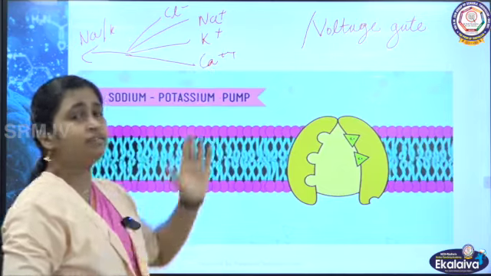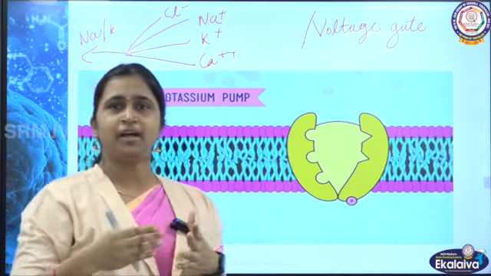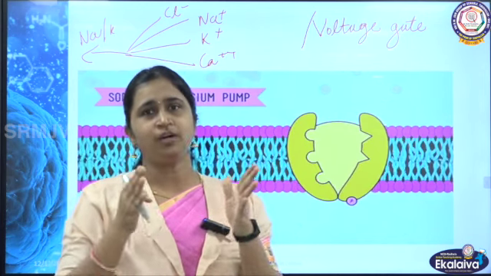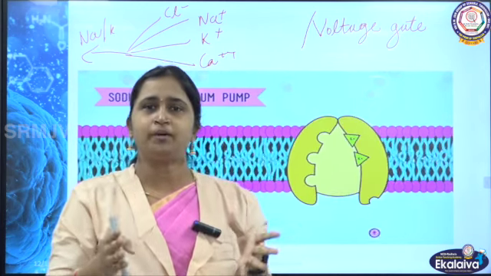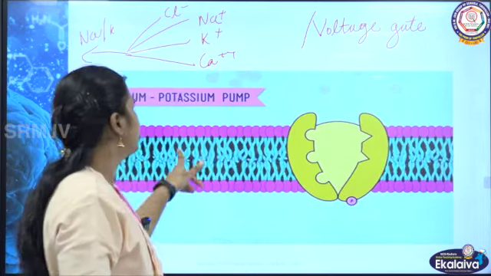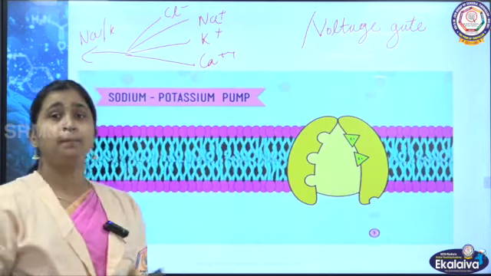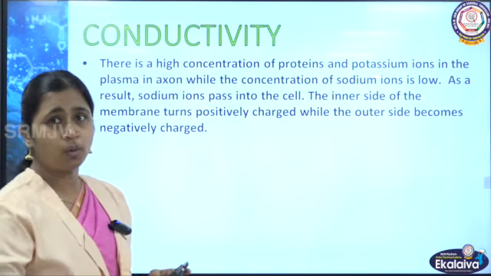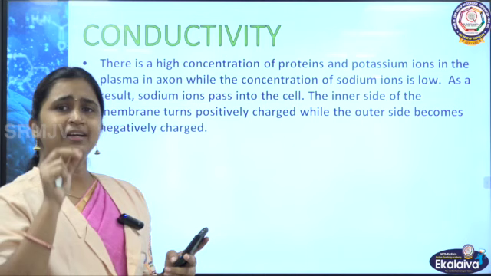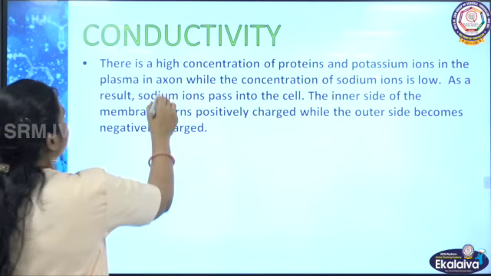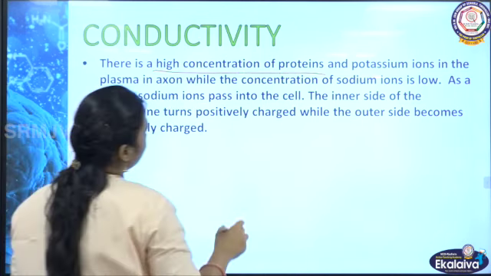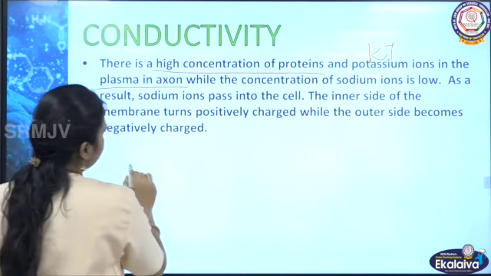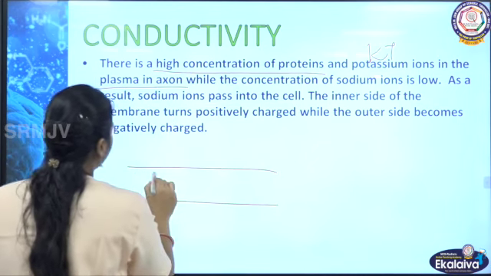This is very important when we are talking about the mechanism of the nerve impulse. Here we are learning only about the properties of the nerve, neuron. What are the properties, how it is going to work. So, this one in detail we will see in mechanism. Conductivity, the next property. Conductivity is going to conduct the impulse. So, how is it? There is a high concentration of protein and potassium ion in the plasma or in the axon. They are talking about inside, okay, high.